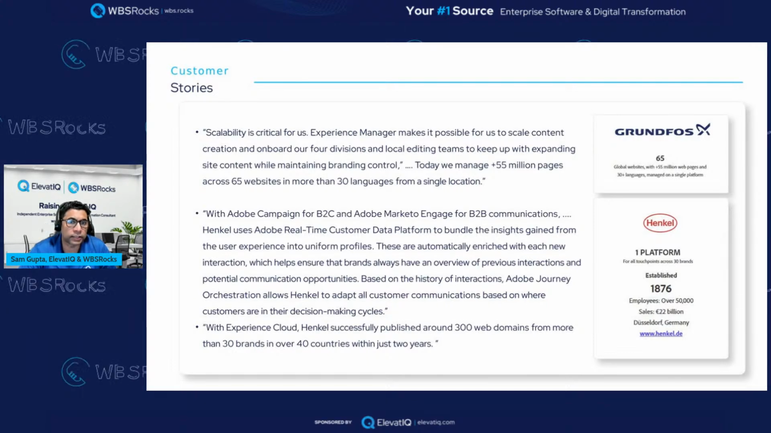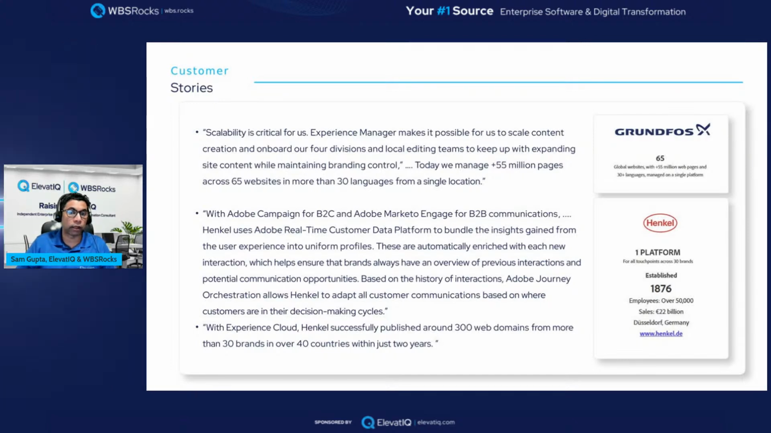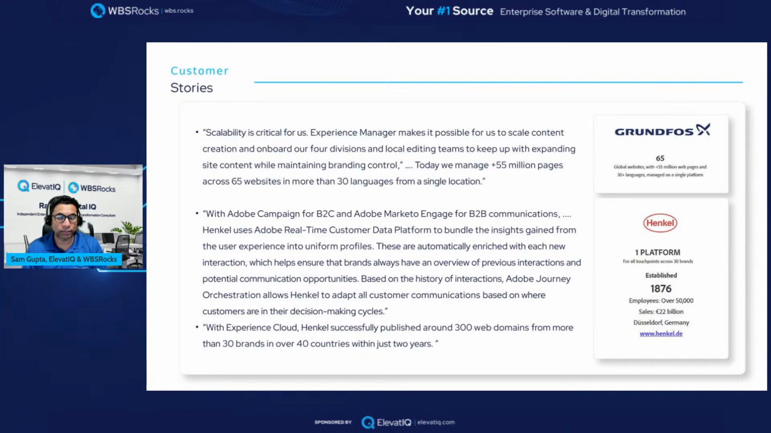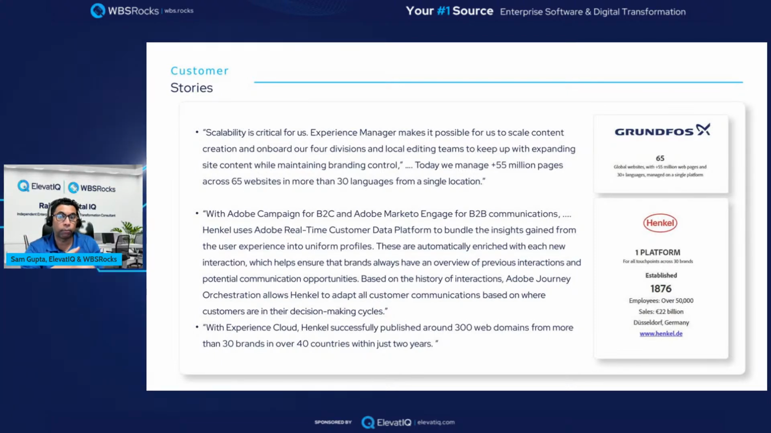They are saying Henkel uses Adobe real-time customer data platform to bundle the insights gained from the user experience into uniform profiles. So they have the CDP as well. And again, CDP is now majorly part of the CMS layer, as well as sometimes that could be marketing automation as well, depending upon how the architecture is. But based on the recent consolidation scenarios, for the most part, CDP now kind of belongs to these layers. So that's where you are going to find much value from the Adobe perspective, especially when you are looking at the whole personalization layer as well. If you want the personalization layer to work, then your CDP processes are going to be far more intertwined with that as well.